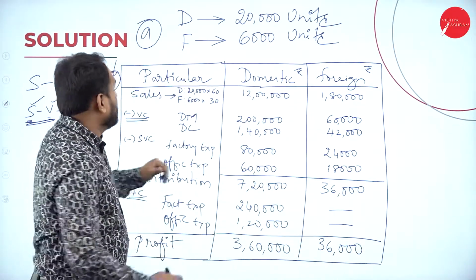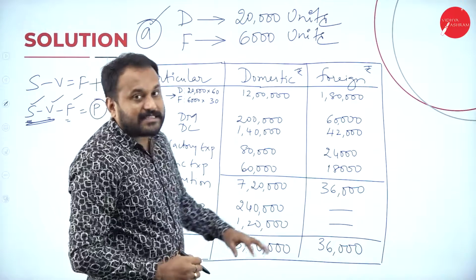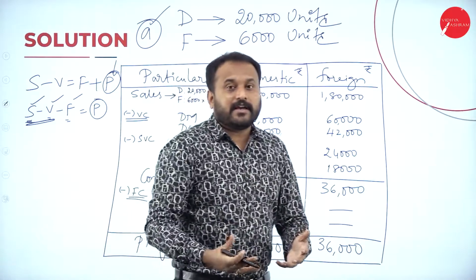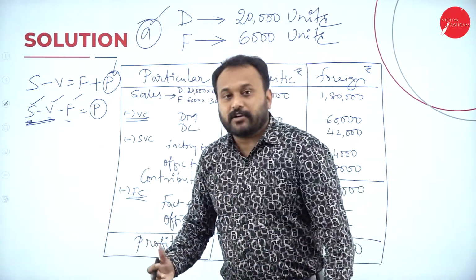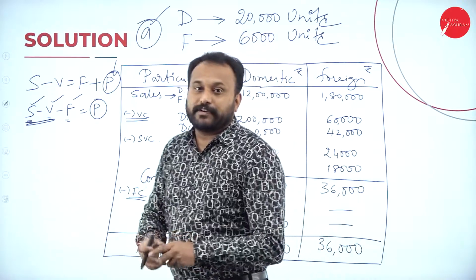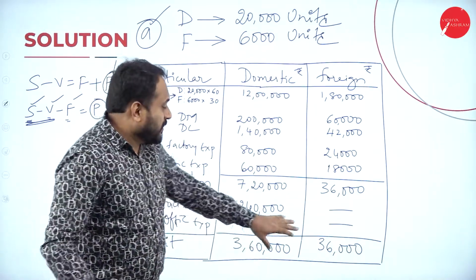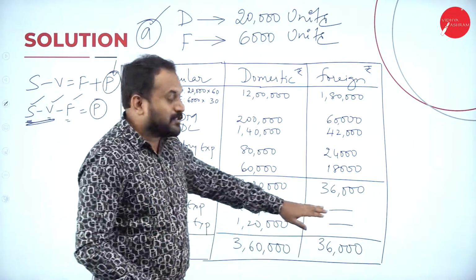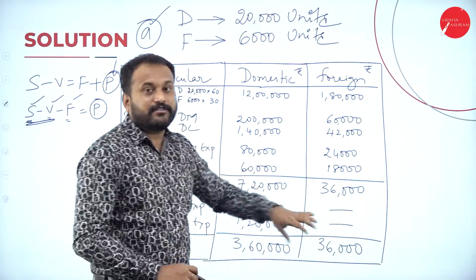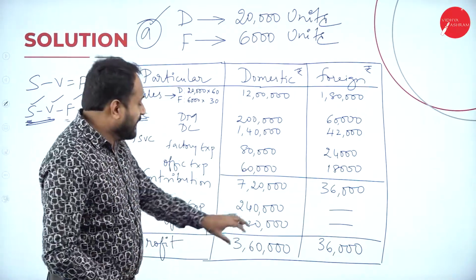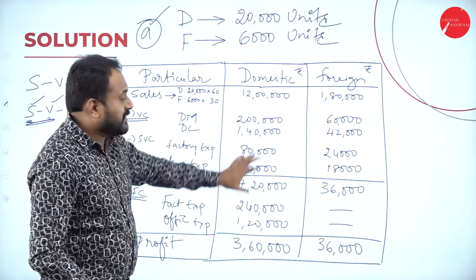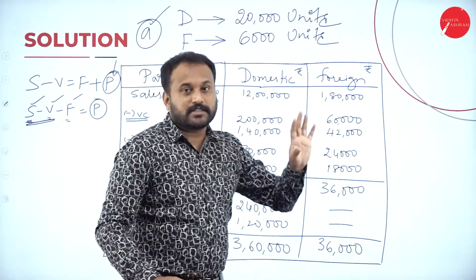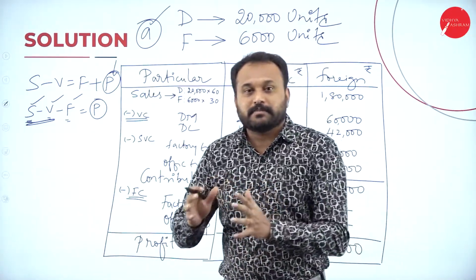Now understand, the question A was what? Will you accept the foreign order or not? See, I am making a profit of 36,000. Definitely, I would love to accept the foreign order because I am making 36,000 profit. Supposing if here there was a loss, then I'll definitely reject the order. The only thing is, fixed cost in the foreign order we are not supposed to calculate, because already the fixed cost is covered in the domestic market. In the foreign order, we'll only calculate the sales and the variable cost. If you understand this, the problem is done.